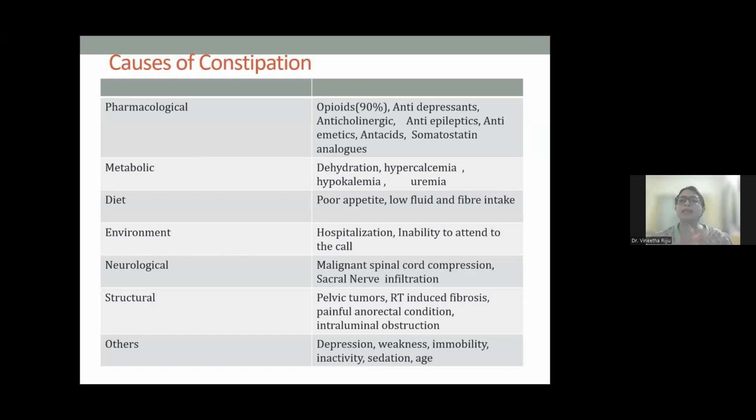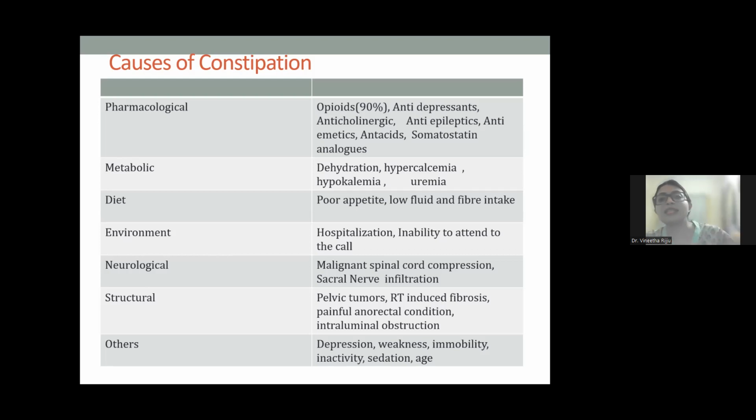Neurological factors, malignant spinal cord compression. In spinal cord compression, by the time the anal sphincter function and all is lost, it is a very poor prognosis. So a constipation is also seen in such cases. Sacral nerve infiltrations, also pelvic tumors, radiation-induced fibrosis, painful anorectal conditions, right? And also depression or weakness, immobility, inactivity, sedation, old age, all these things are themselves causes for constipation.